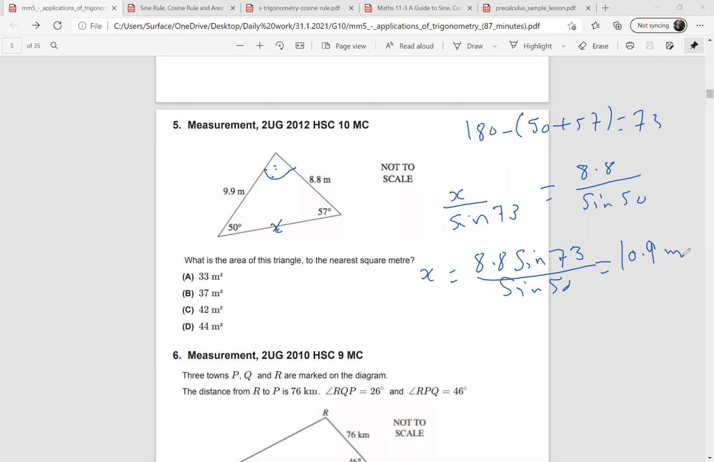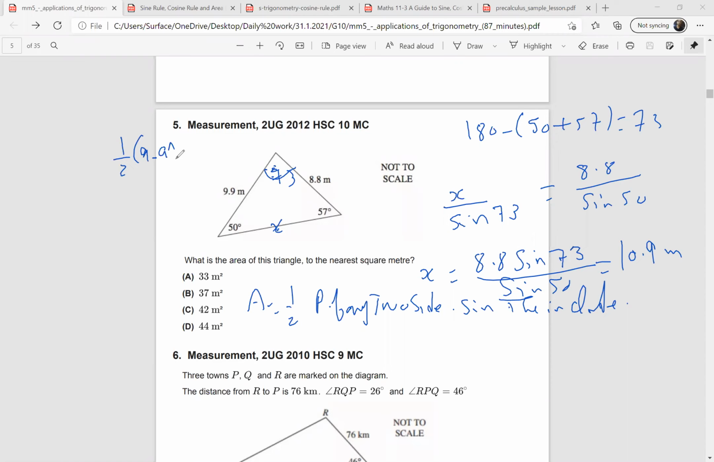Meters. Okay. So we need to find the area of the triangle. We haven't any heights, but we can use this rule, which is the area equals half the product of any two sides times sine the included angle. Now if we have this angle only, 73, we can use it directly: half times 9.9 times 8.8 sine 73.